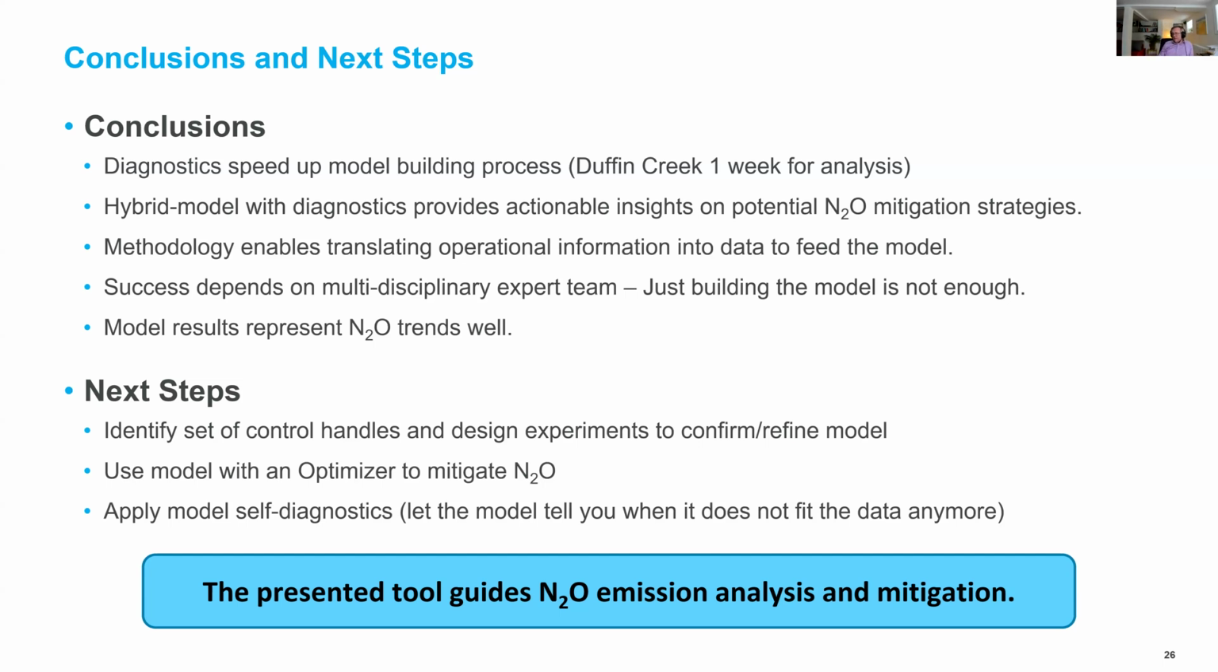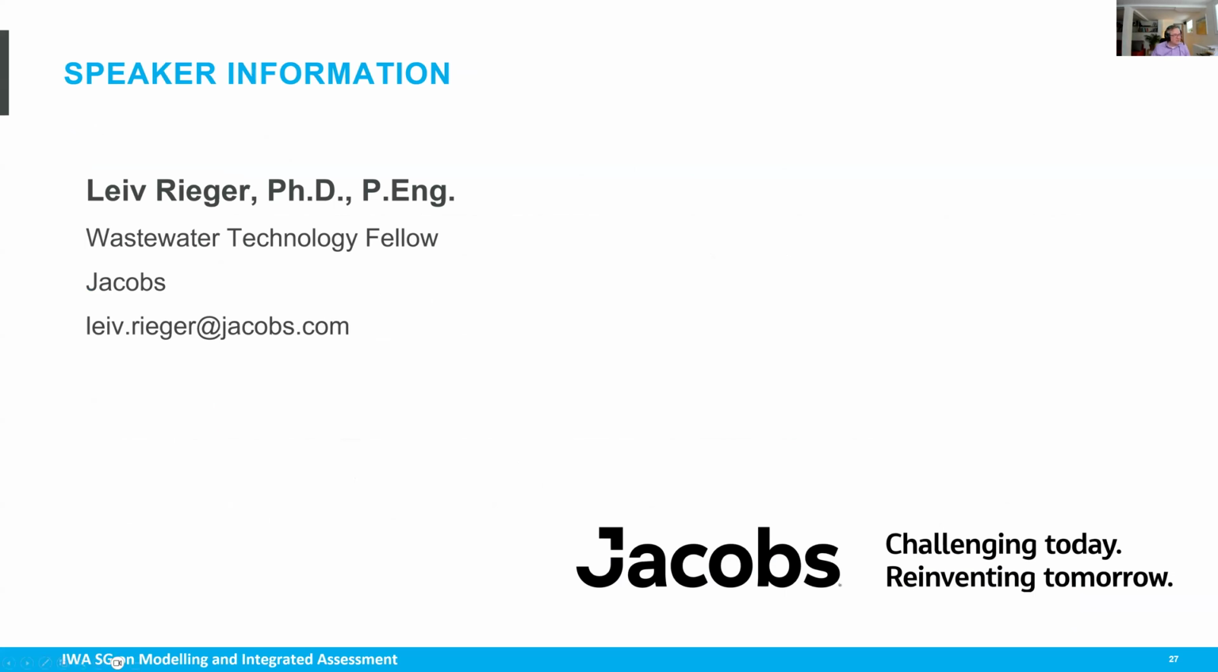And then basically we expect that there will be quite a number of control handles to optimize together. So important is to have an optimizer on top that is running online and so on. And if you switch from model building to applying models, important is to apply model self-diagnostics, right? So the model has to tell you when it doesn't fit the data anymore, and that is inputs and outputs. Okay, I'm done and open to any questions you may have.